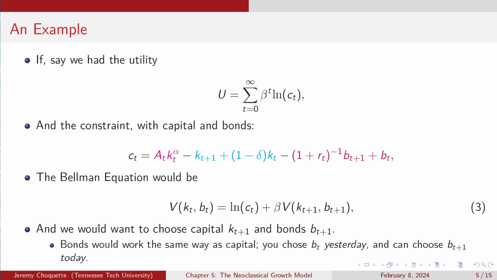Okay, so here's what we're going to do. We're going to walk through another example. We're going to do the utility function we saw from the neoclassical growth model, so it's just the natural log of CT. And we have a constraint that is mostly the same, except I have bonds in here. So it's not just capital holdings, it's also bond holdings.